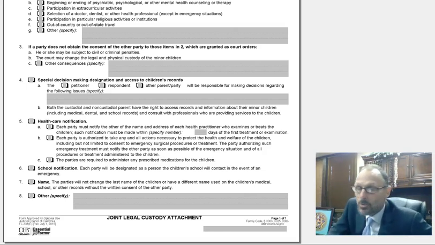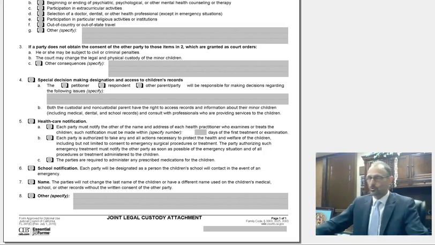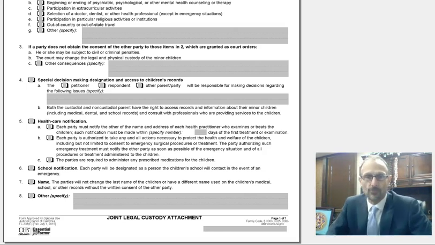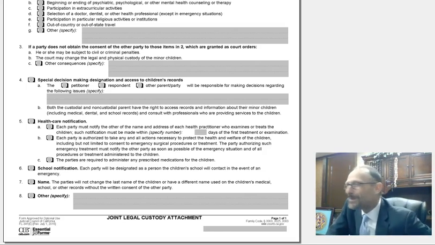7, name. The parties will not change the name of the child. This is really straightforward. You won't change the name on any records, any school records, medical records, or certainly with the state of California. You want to mark that one, just to be safe. It doesn't happen very often that somebody would do that, but go ahead and mark it.